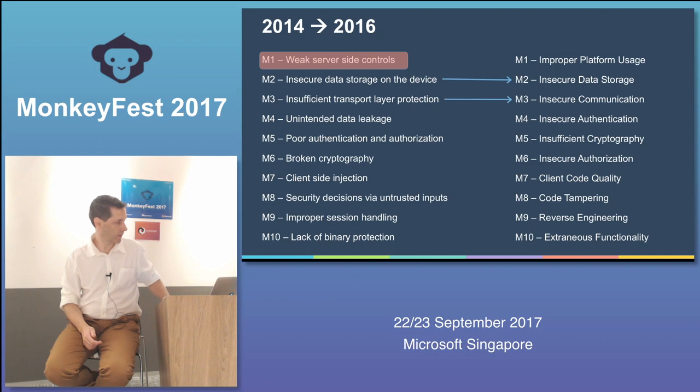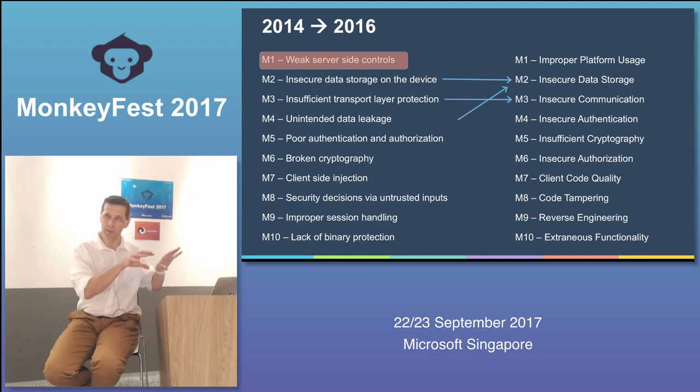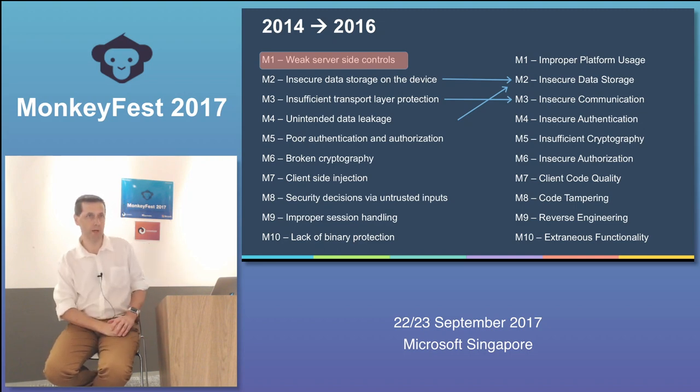We've then got a bit of consolidation, where we've got insecure data storage and unintended data leakage. And I'm mentioning this because we'll look at one of each of those in a moment, but they're both now covered by a single item in the top 10, M2.